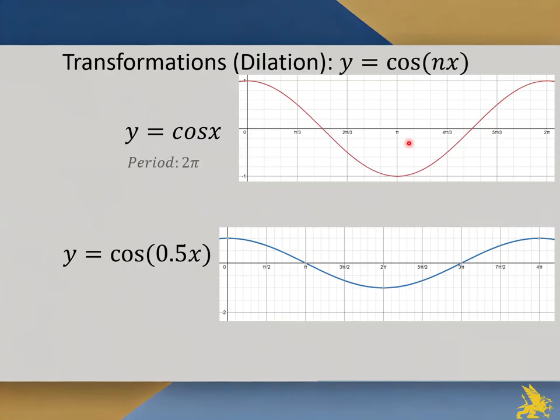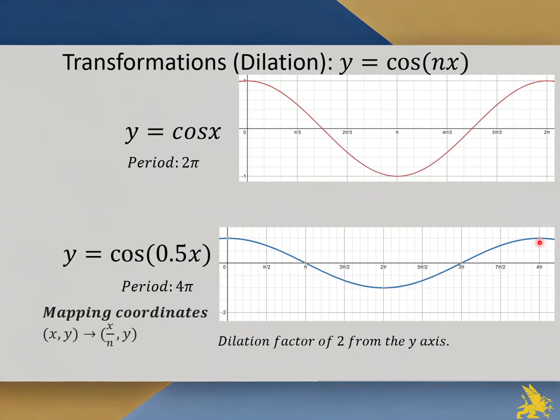So our basic graph of cosine is 2 pi, but this time when I've got 0.5 in front, what this is doing, it's like me saying x over 2, which means it is going to be stretching my graph out away from the y-axis, which means it's doubled my period to 4 pi. So this is a dilation factor of 2 from the y-axis.